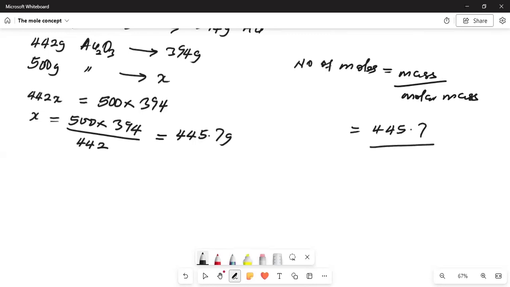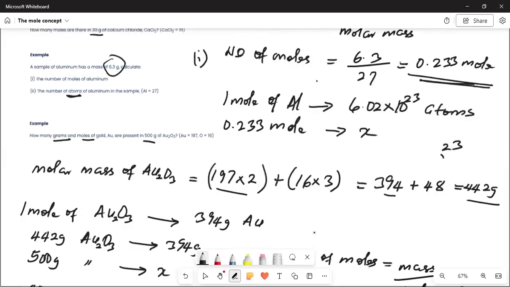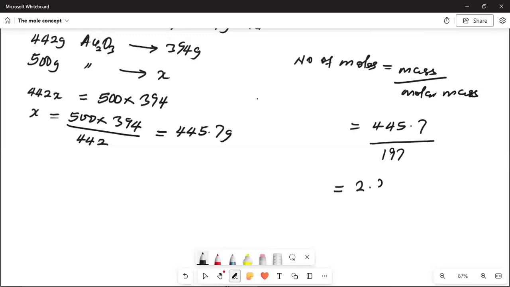Then the molar mass of gold is 197. Why are we not using this 394? The 394 is not the molar mass of gold. 394 is the mass of gold in 1 mole of gold oxide. The molar mass of gold is this 197. Gold is monoatomic, so the atomic mass is the same thing as the molar mass, as 1 mole of gold has 1 atom of gold. So the molar mass is 197. So 445.7 divided by 197 is 2.26. 2.26 moles. Okay.